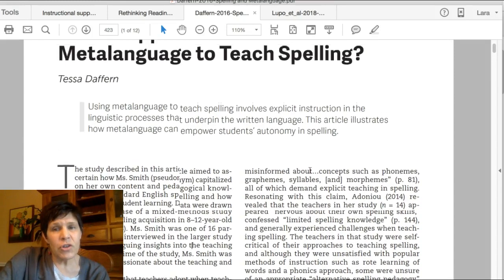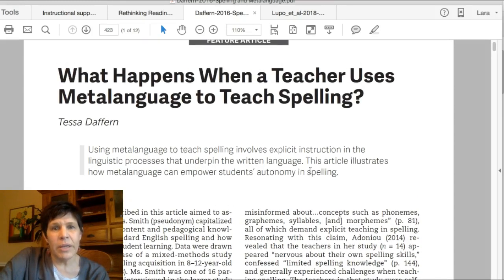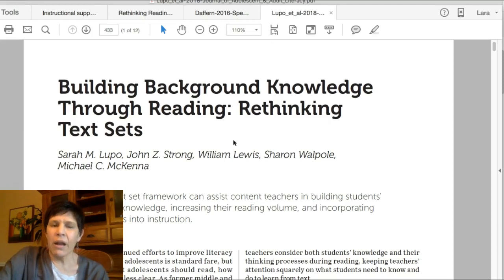The Reading Teacher article, if you don't already know, tends to be geared toward the pre-K through grade 5 or 6 audience, sometimes including middle level. So the last article, and the second pedagogical article, is published in the Journal of Adolescent and Adult Literacy.